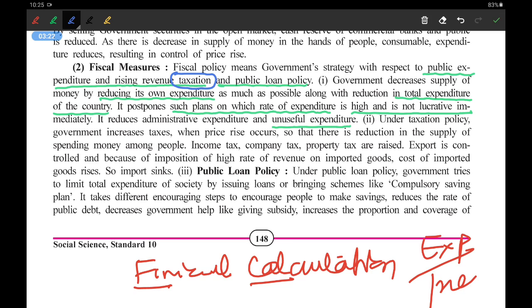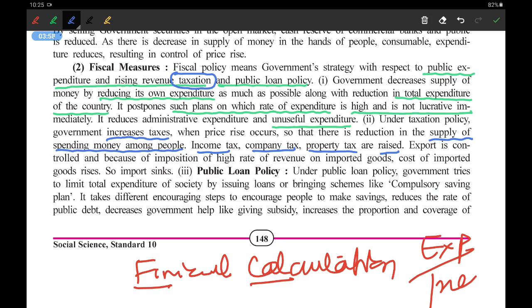The second is, under the taxation policy, the government increases taxes. The government increases some of the taxes when the price rise occurs, so that there is a reduction in the supply of spending money among the people. When the price rises, as the government increases tax, people will stop spending more. As they stop spending more, the supply of spending money of the people will also reduce. Due to that, income tax, company tax and property tax are raised. That will help the government to control the prices.